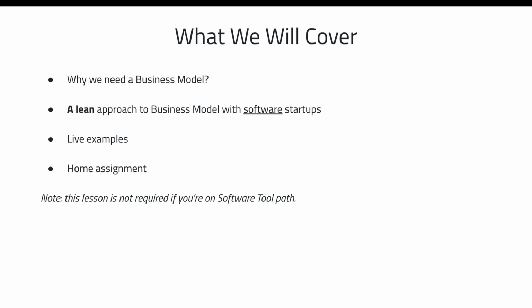A quick important note here. You probably don't need this lesson if you are building software for your own purpose. In other words, you are on the software tool path. You can still watch it and benefit from it, but that is not a requirement and you can skip it directly to the project roadmap module instead. But if you are on the new income stream path in our masterclass, then this lesson is a required step before you jump to product strategy module.